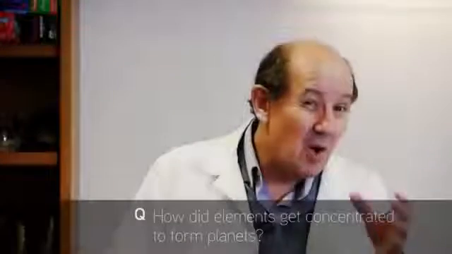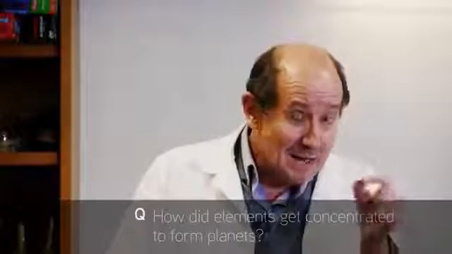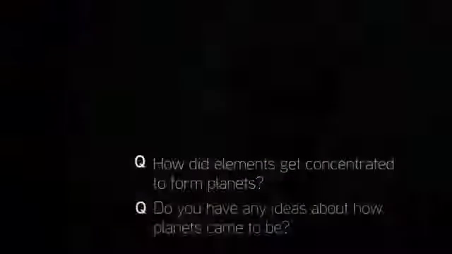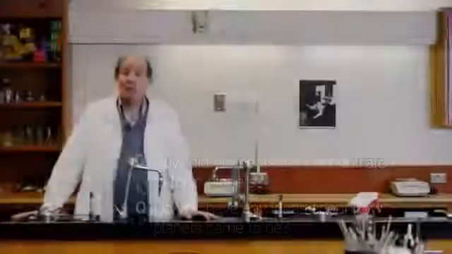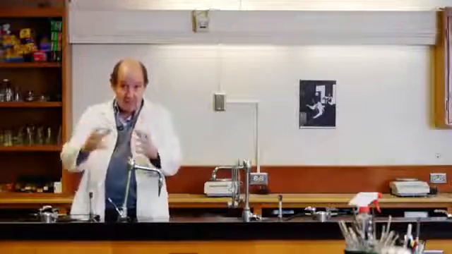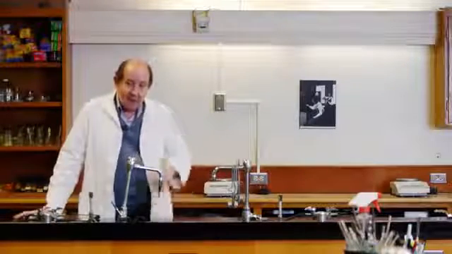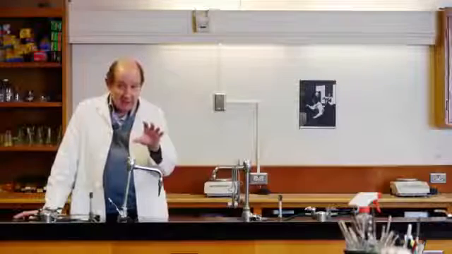So how did they get concentrated like this to form planets and bodies like that? Now, before I give my answer, I'd like to ask if you have any ideas about how that might have happened. To answer these questions, we must think about chemistry. Chemistry is all about how different elements link up, how their atoms link up to form what we call molecules. How atoms link up depends very much on the arrangement of their electrons.